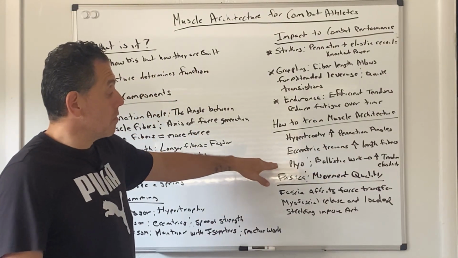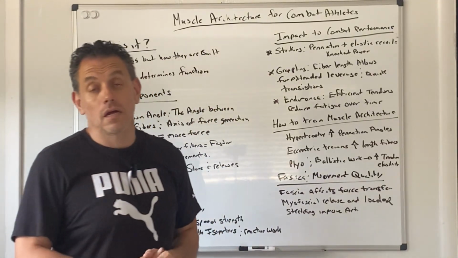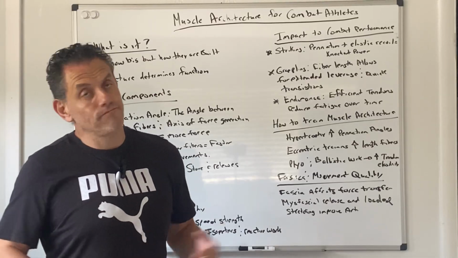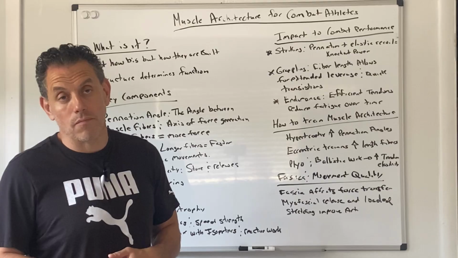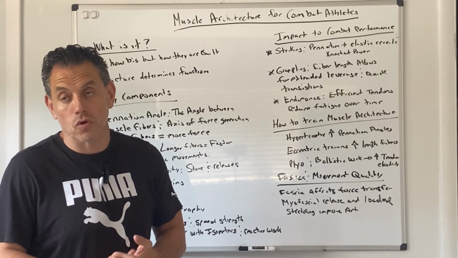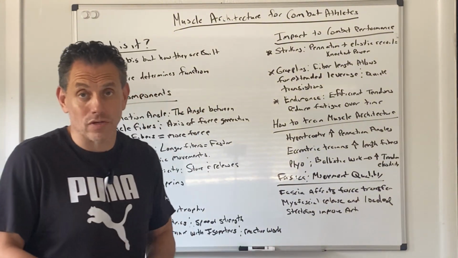And then the last one is plyometrics and ballistic work, which increases tendon elasticity. That's pretty self-explanatory. Basically, if you do a lot of plyometrics and a lot of ballistic work, you're going to increase the total tendon strength, which who doesn't want that? It just reduces your risk of accidentally getting injured.